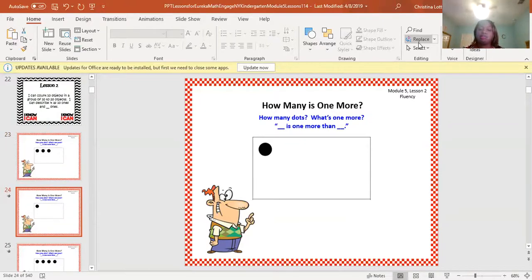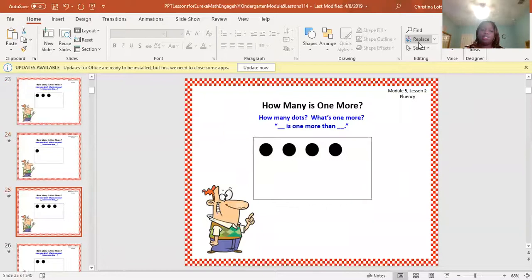How many dots? Good. And what's one more? Awesome. So whisper to the person watching the video with you or someone at home what our sentence stem is. Blank is one more than blank. Go tell them. We've got 10 more seconds to get back to the computer. 10, 9, 8, 7, 6, 5, 4, 3, 2, and 1. Let's go to the next slide.